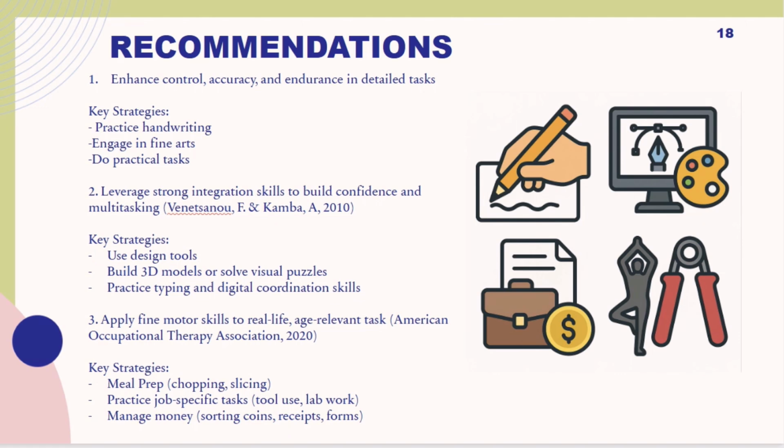life, age relevant tasks. And that can be done by like doing meal prepping, you're chopping, slicing food all the time. He could also practice job specific tasks like tool use, lab work, depending on how that fits into his job. And then he can also practice by like managing his money and going through like dealing with cash, sorting coins, doing receipts, forms. Like those are just daily things that you can do that can also develop your fine motor skills.